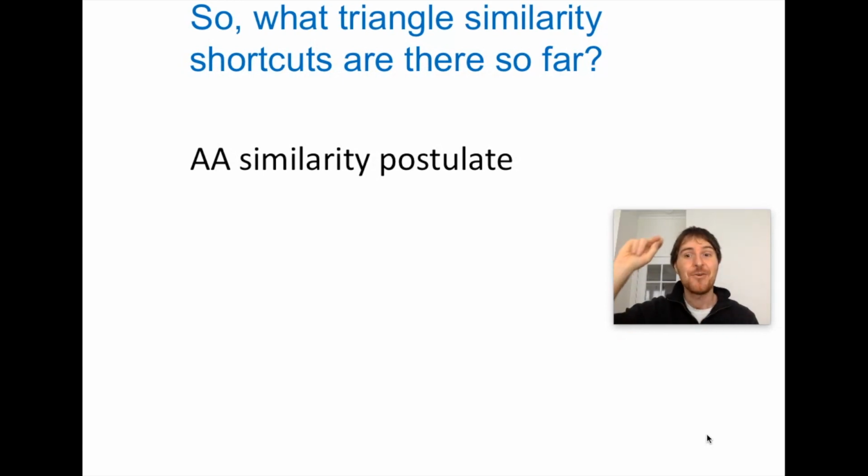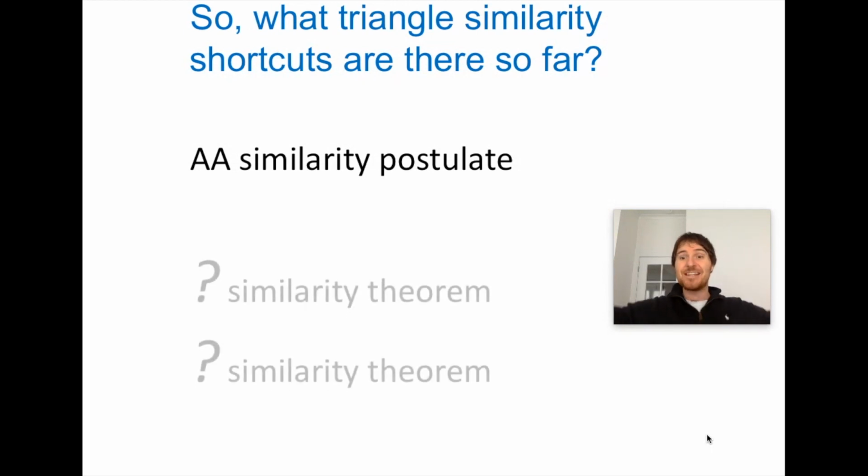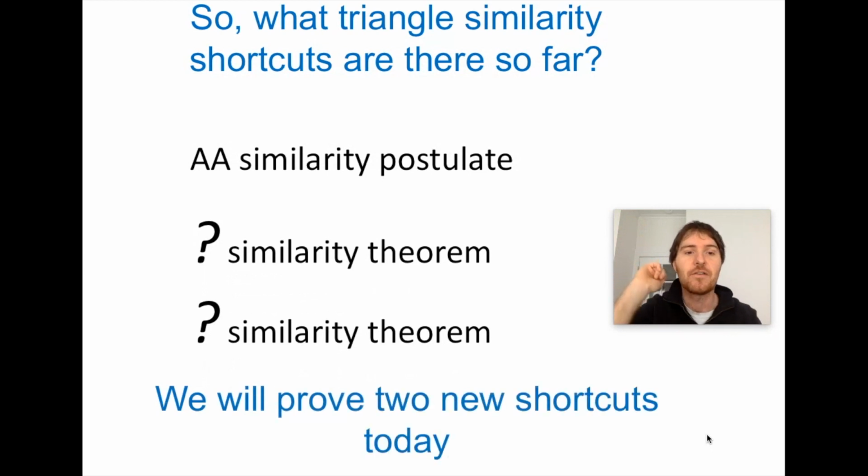You remember that one? We have one triangle and another triangle. If two angles in one triangle are congruent to two angles in another triangle, we would know that the two triangles have to be similar to one another. That was an assumption. That was a postulate. So today we're getting two more. We're going to fill things out here.